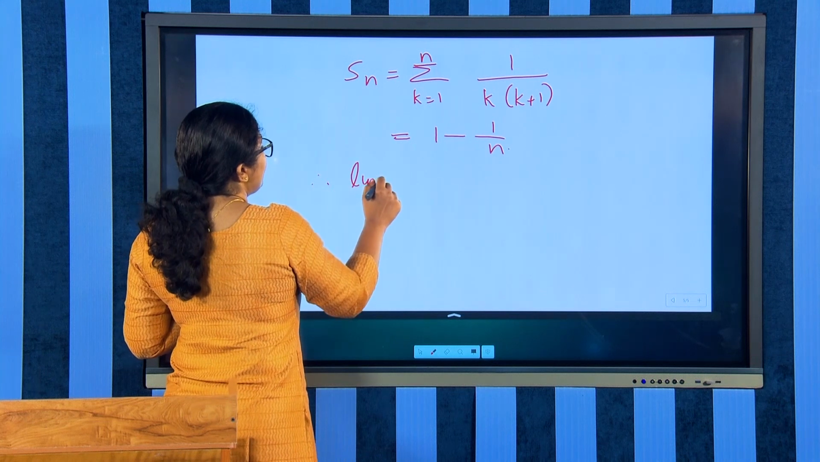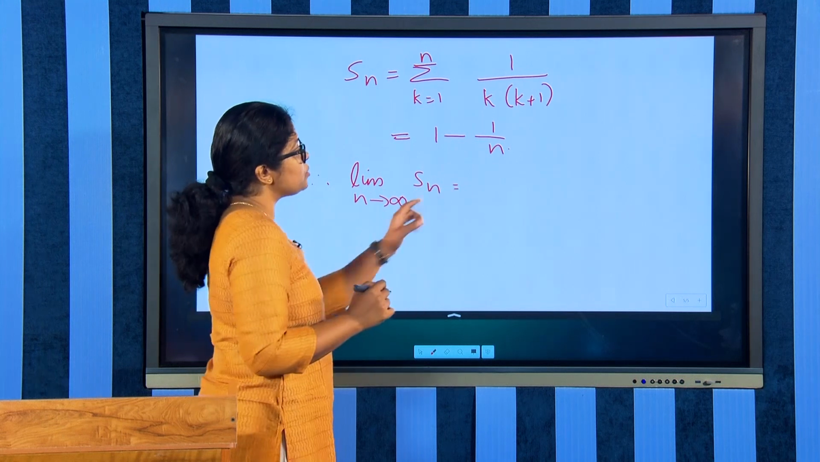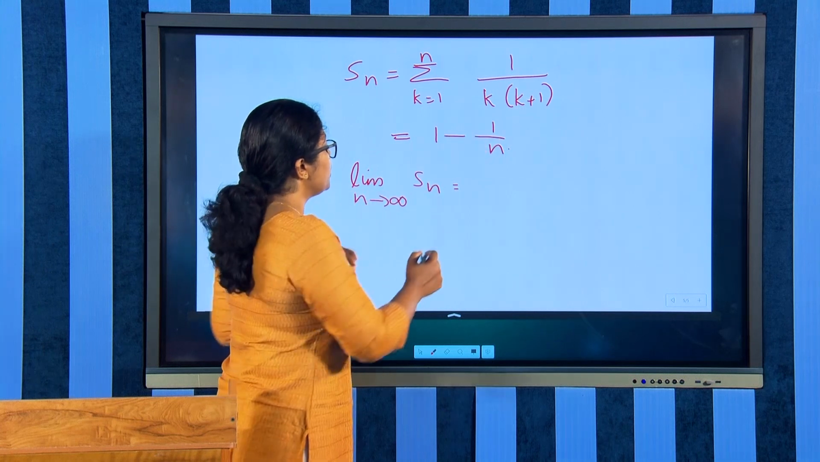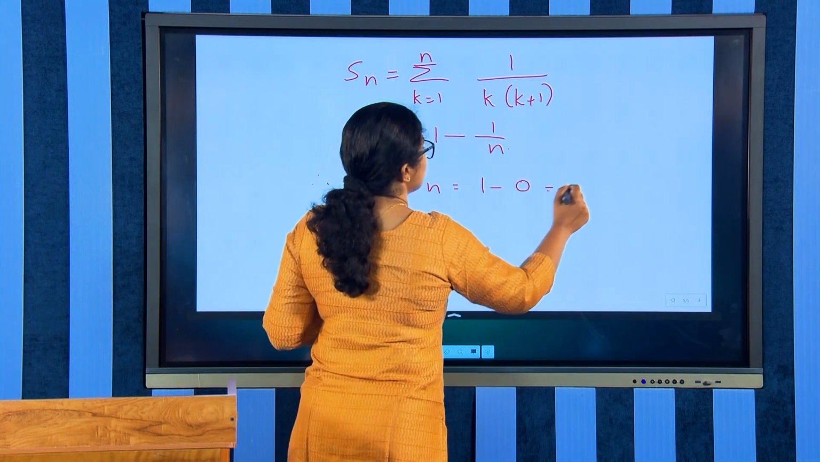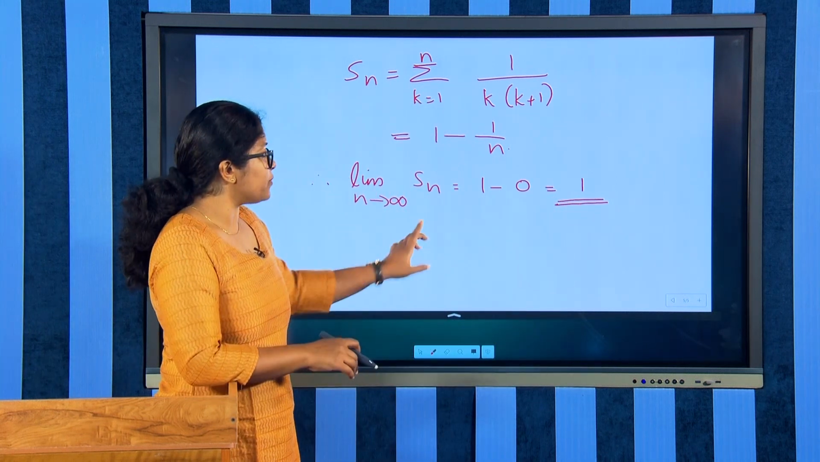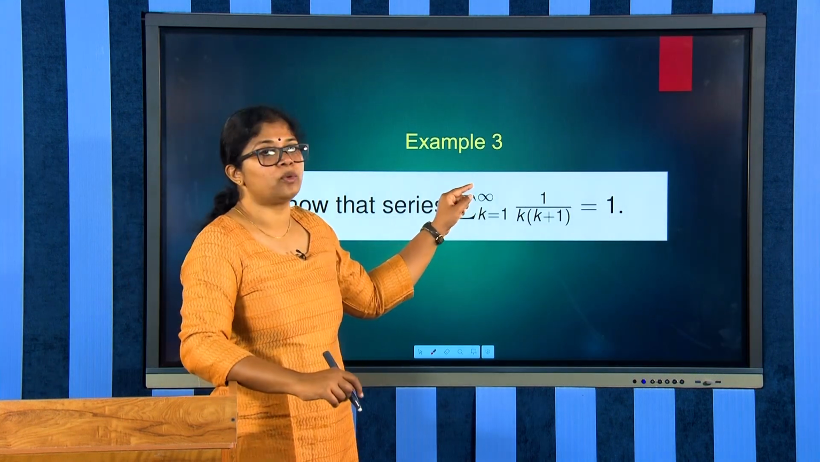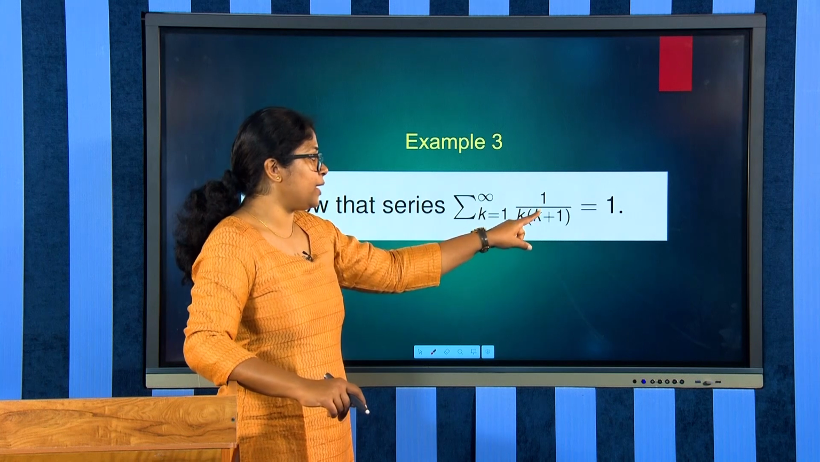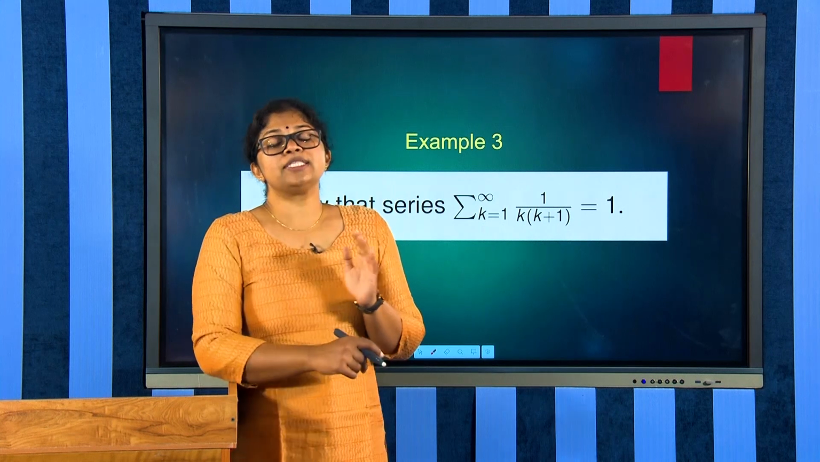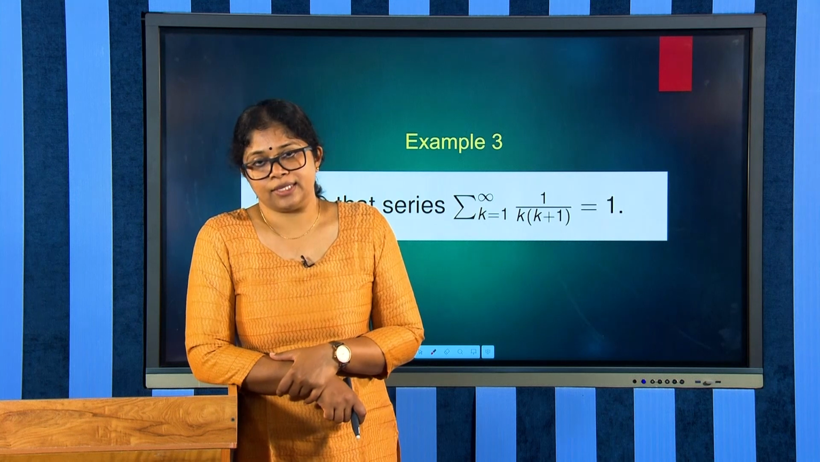Therefore, as n tends to infinity, what happens to this expression? 1 by n, as n tends to infinity, goes to 0. So this becomes 1 minus 0, which is equal to 1, which is exactly what is required in the proof of that question. So we have summation k equal to 1 to infinity 1 upon k into k plus 1 is equal to 1. And if an infinite series converges, the limit is also called the sum of the series.